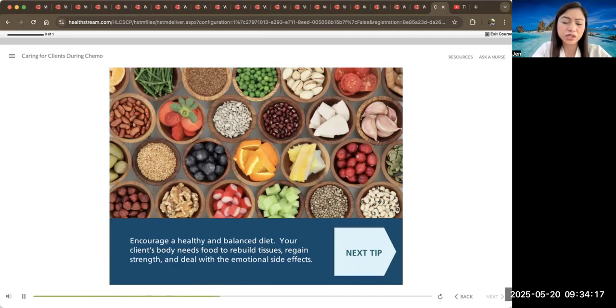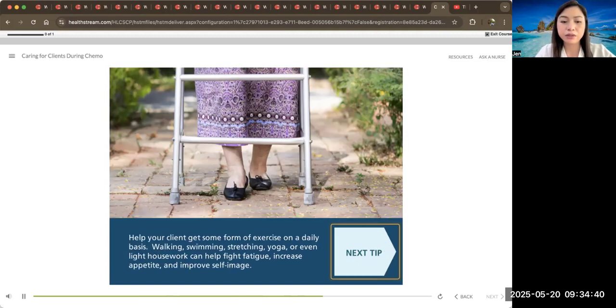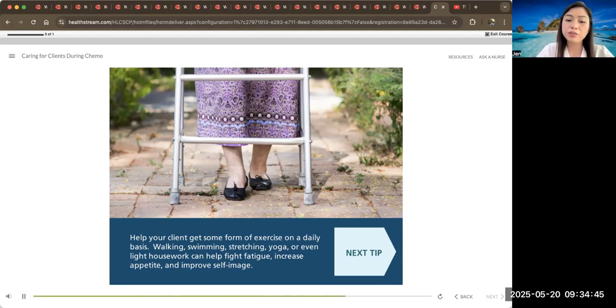Next tip, encourage a healthy and balanced diet. Your client's body needs food to rebuild tissues, regain strength, and deal with emotional side effects. Next tip, urge clients to learn as much as they want to know about their disease and treatment. For some, this knowledge can decrease the fear of the unknown and increase feelings of control and empowerment. Next, help your client get some form of exercise on a daily basis. Walking, swimming, stretching, yoga, or even light housework can help fight fatigue, increase appetite, and improve self-image.